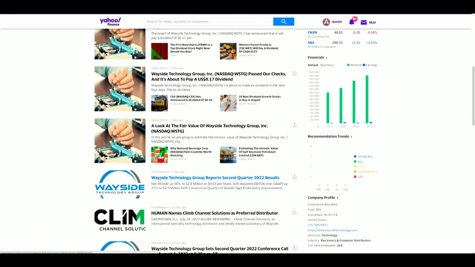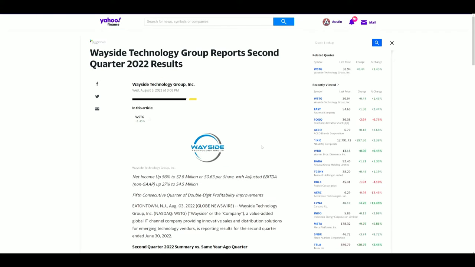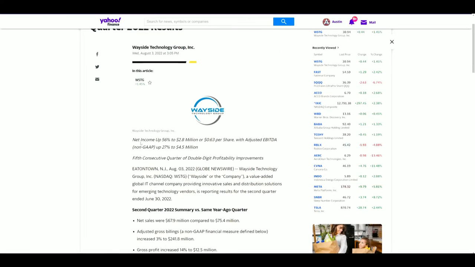But here we have Wayside Technology Group report second quarter earnings. We're going to touch base on this. Now, first thing I see, net income up 56%. Fifth consecutive quarter of double-digit profitability improvements. So, a company that I'm interested in, I take that as a big positive that they're consistently increasing their profitability.